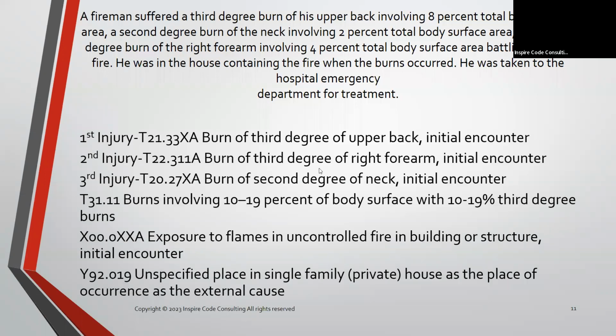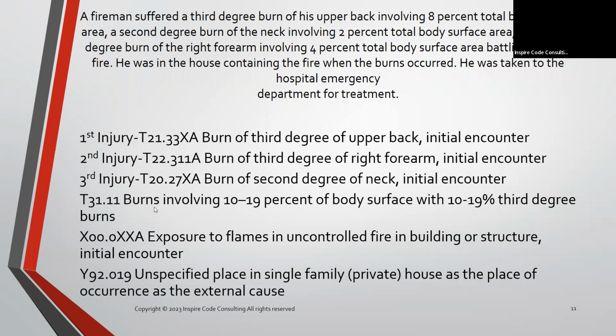So here you have your burn of your third degree of the upper back. Remember I said that was 8%. And then you have your right forearm, which was 4%. And then you have your second degree of the neck, which was 2%. Now in burns, just be mindful every time you code burns, you will always have what you see in your book, and it has TBSA, and that stands for total body surface area. And how we obtain the total body surface area, this code is a combination code because it has two parts.